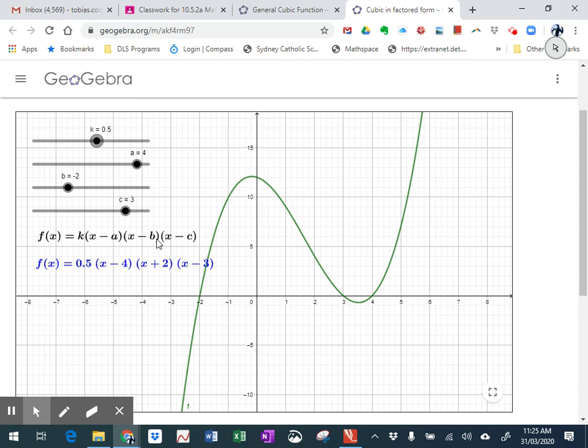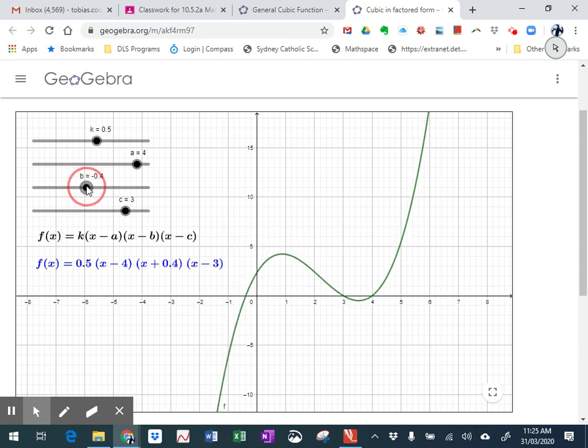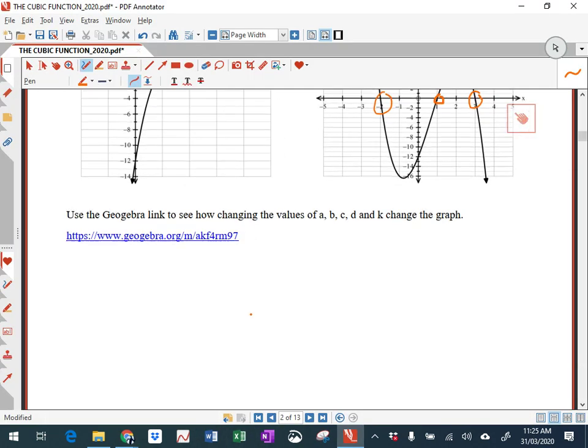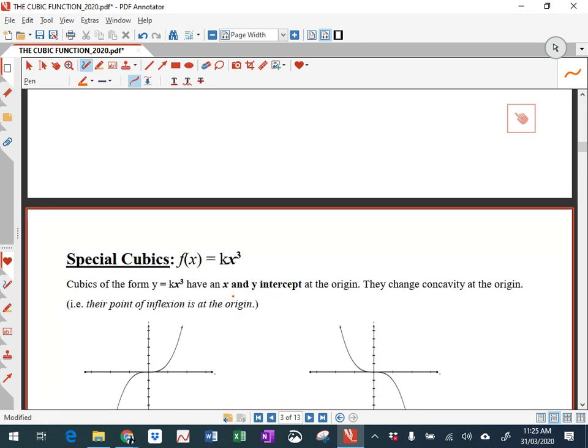Now, what if I put B to be positive 2? Let's see what happens there. If I put B to be positive 2, so sliding along, positive 2. There it is. What does the equation become? Look, x minus 2. So why is there an intercept at x equals 2 when you've got x minus 2 as a factor? It's because when I put x equals 2 into that bracket, I get 2 minus 2, which is 0. All right, have a play with that, and then we'll come back to our PDF. All right, let's move on.